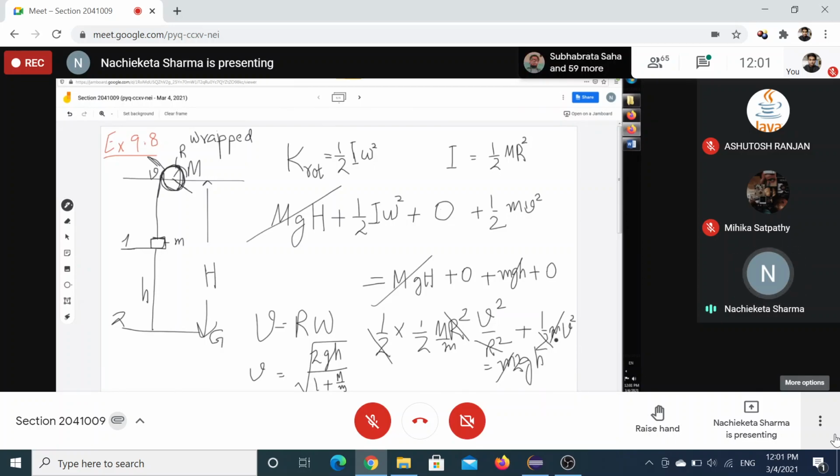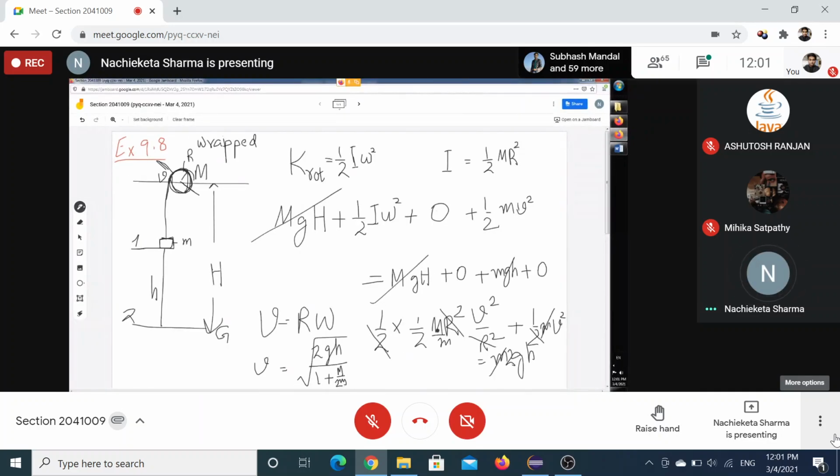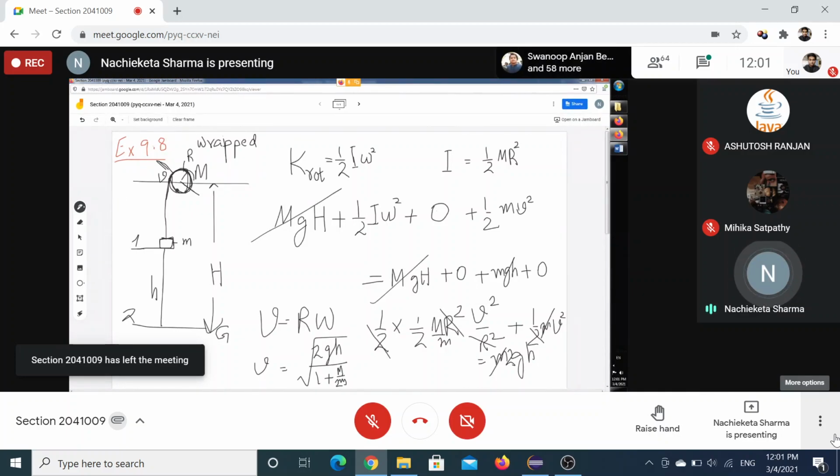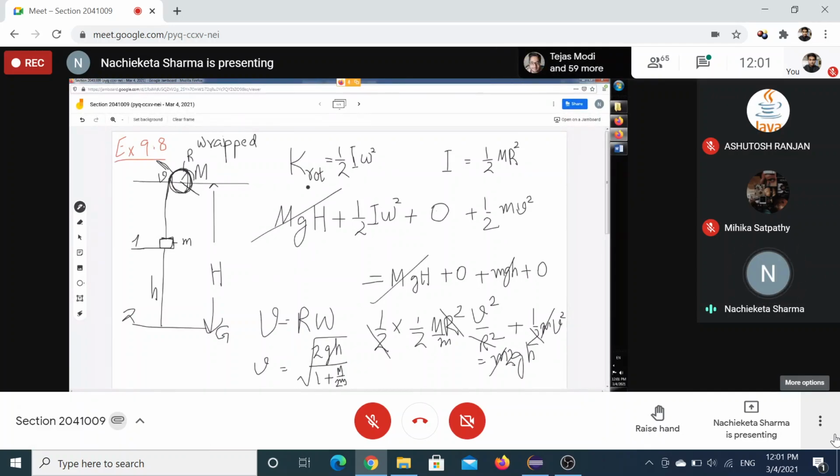Then you take v square common. So if you take common v square, it will be 1 plus capital M by, sorry, there is a 2 here, capital M by 2m. So naturally v is equal to square root of 2gh by 1 plus M by 2m. This is how you can find out the velocity of this object. Because the questions are of MCQ nature, you should not go for very deep expressions.